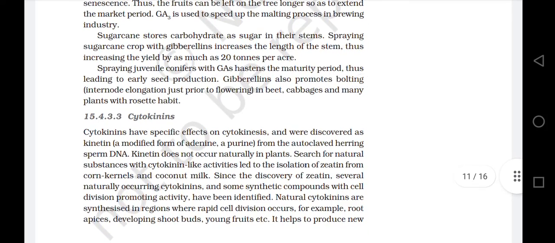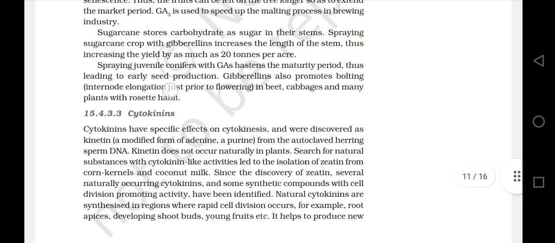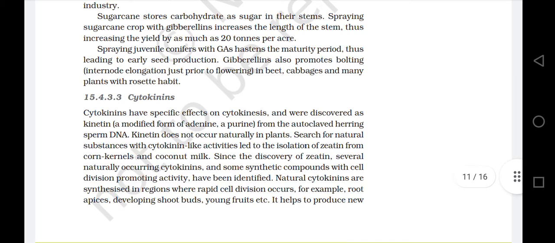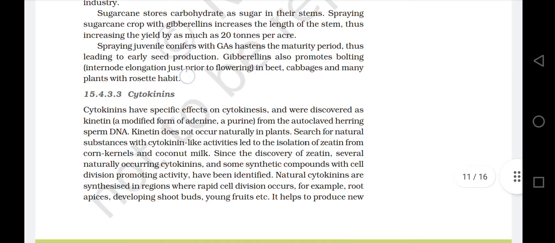Gibberellins also promote bolting, internode elongation just prior to flowering in beet, cabbage, and many plants with rosette habit.